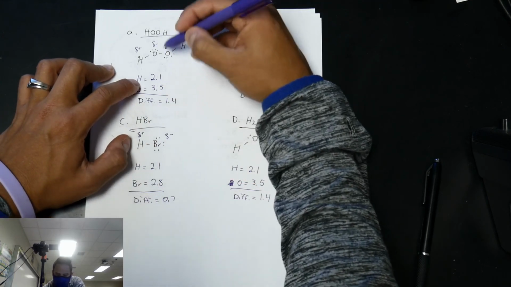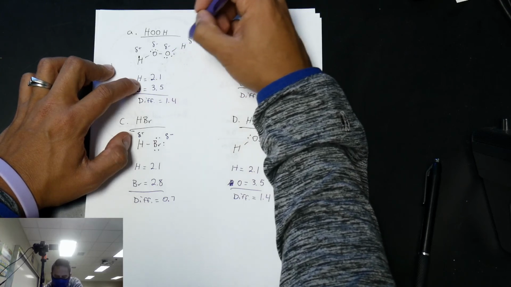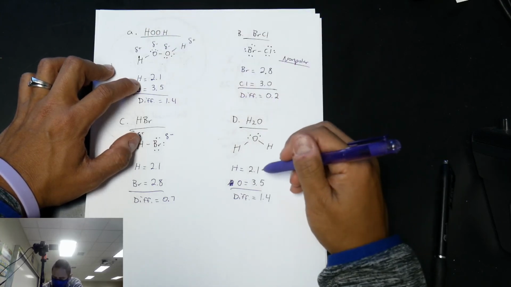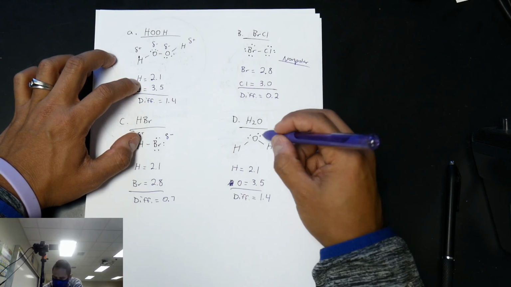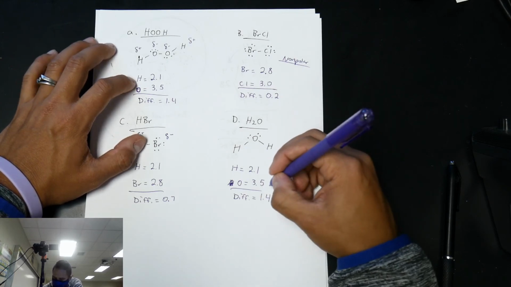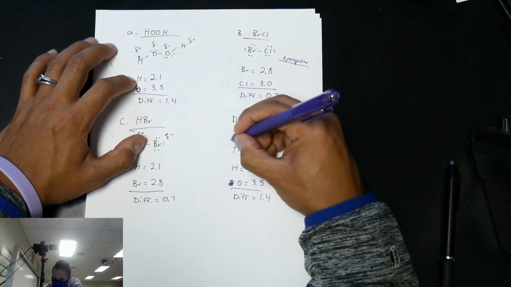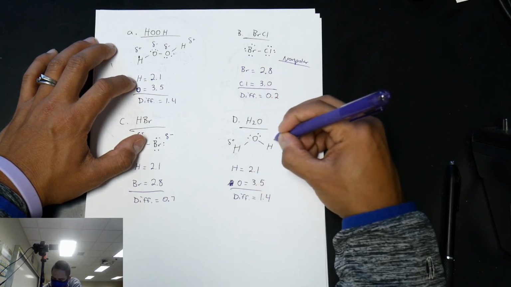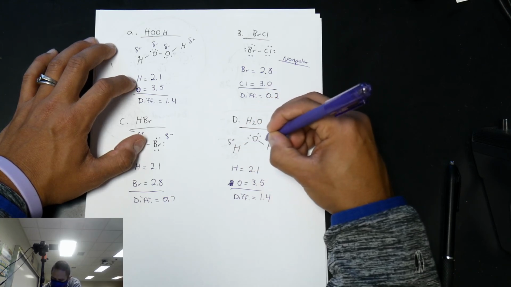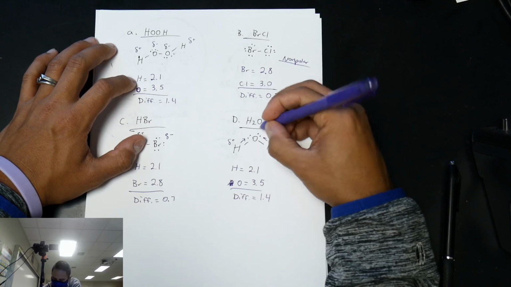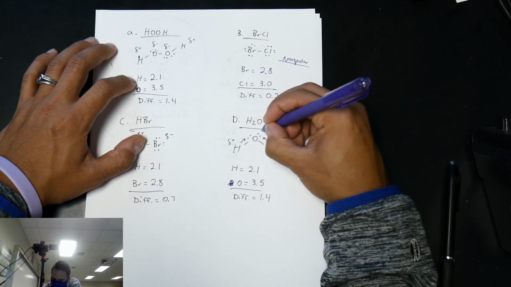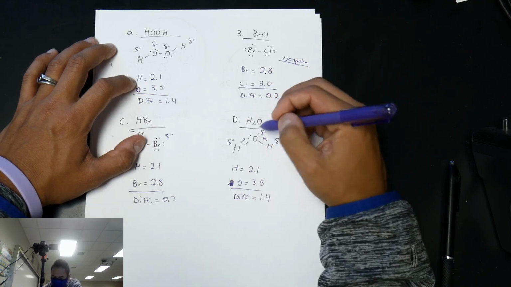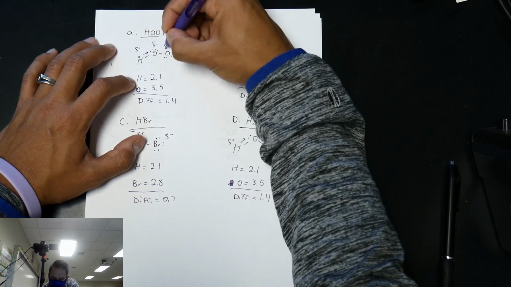Again, oxygen is more electronegative, so we have slightly negatives here and slightly positives. And then for H2O, we have a difference of 1.4. So this is going to be slightly positive and slightly positive on the hydrogens because the electrons are going to get pulled into the oxygen. And this will be slightly negative because, of course, it's pulling those electrons in.